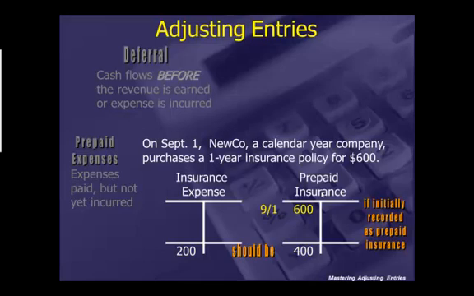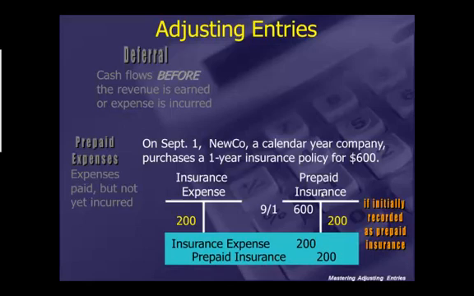All right, so if it's initially recorded as prepaid insurance, the $600 is set up in prepaid insurance. Well, we actually have used $200, so we need to credit $200 to prepaid insurance and debit it to insurance expense to have the account balances correctly reflect what they should have at year end. So there's the journal entry that needs to be made.